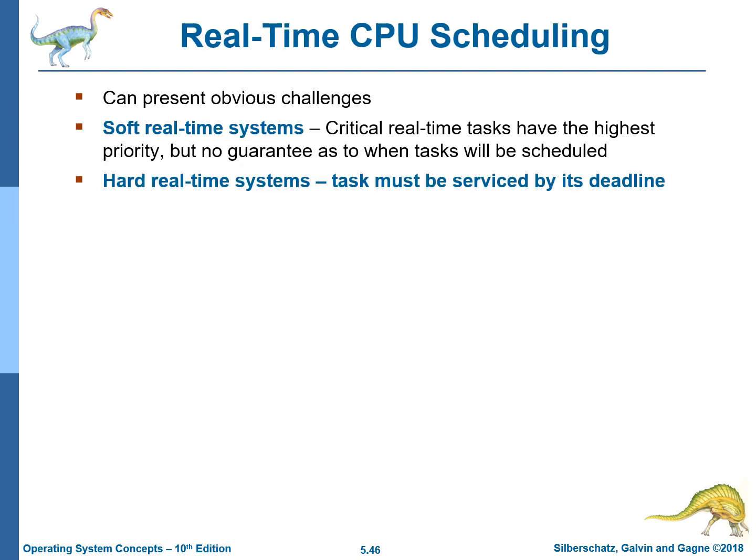Real-time CPU scheduling can present obvious challenges. Soft real-time systems: critical real-time tasks have the highest priority, but no guarantee as to when tasks will be scheduled. Hard real-time systems: a task must be serviced by its deadline.